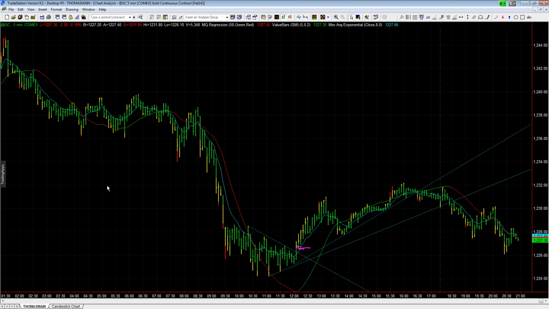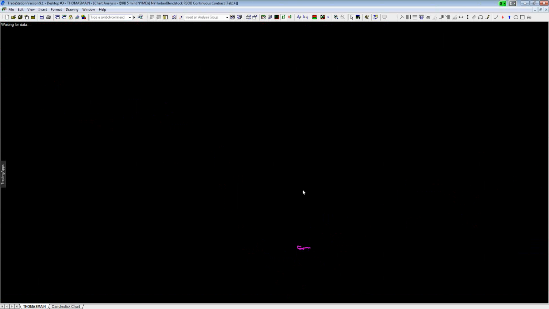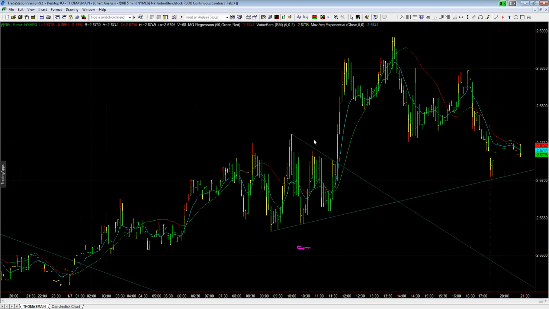All right, let's go ahead. Let's take a look at some more markets. Is there a pennant in gold right now? No. Let's take a look at RBOB. This is another one we talked about in today's trading room, in the futures trading room right here. You had a nice pennant pattern right there.